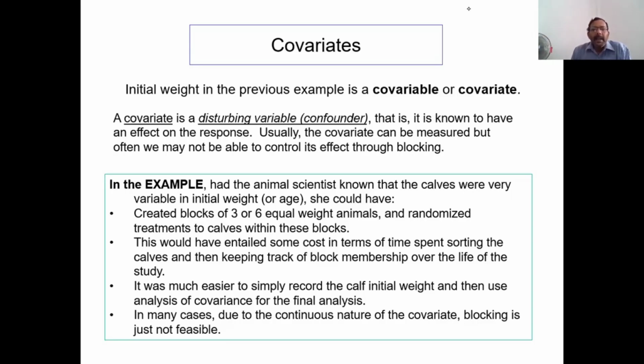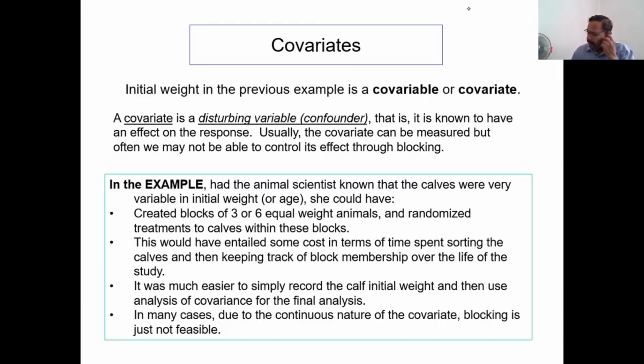In the example, had the animal scientists known that the calves were very variable in initial weight or age, that is the first thing. Yes, it is very variable. We can do it in another way also. We can create blocks of three animals of equal weight and randomize the treatments to the cows.